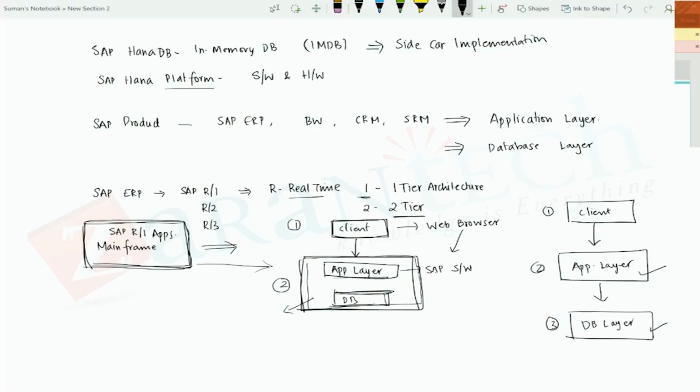So what happens is, your SAP product, SAP ECC, SAP CRM, SRM, when we talk about BW, any SAP product stays in the application layer. And it is always supported by a database layer. This is where you will have either a SQL Server, Oracle, IBM DB2, so on and so forth. Any database used to be supporting.